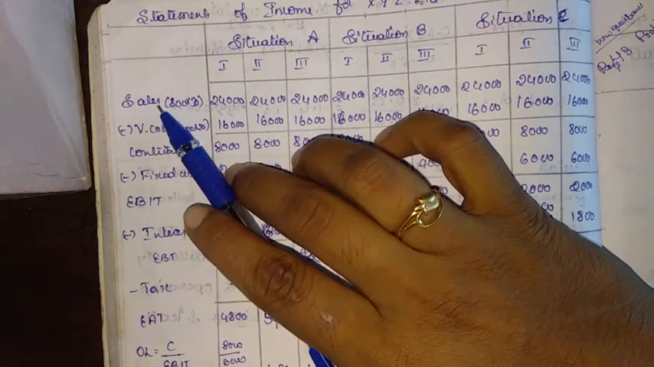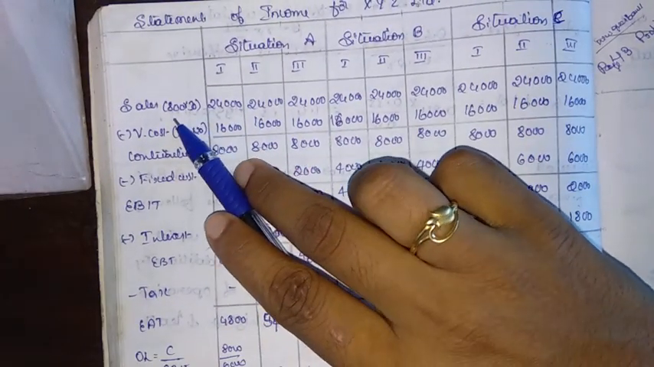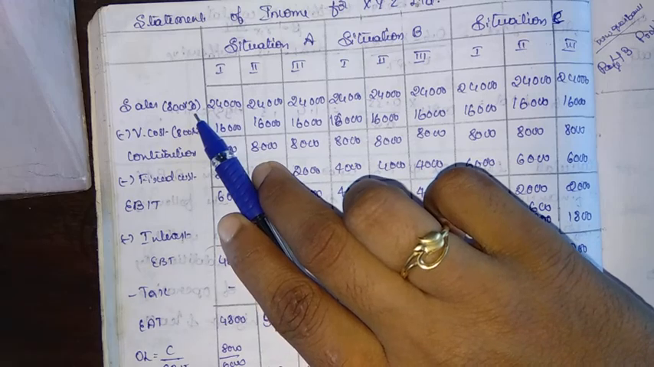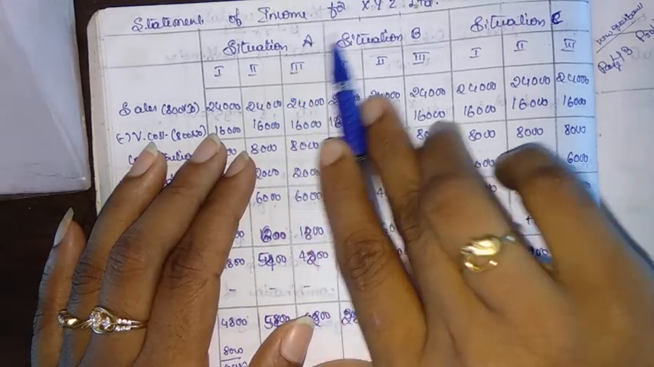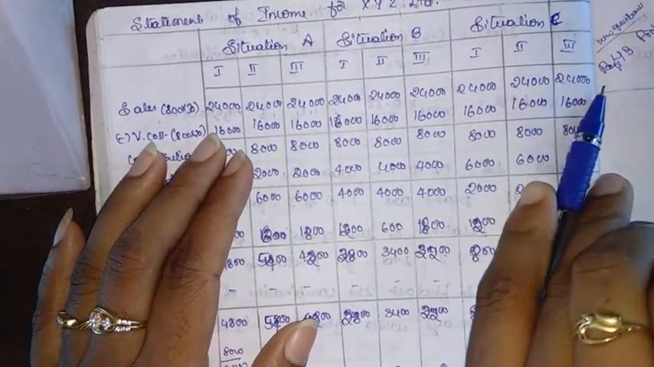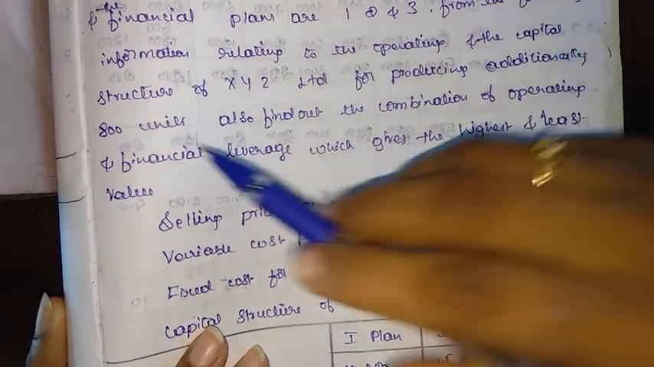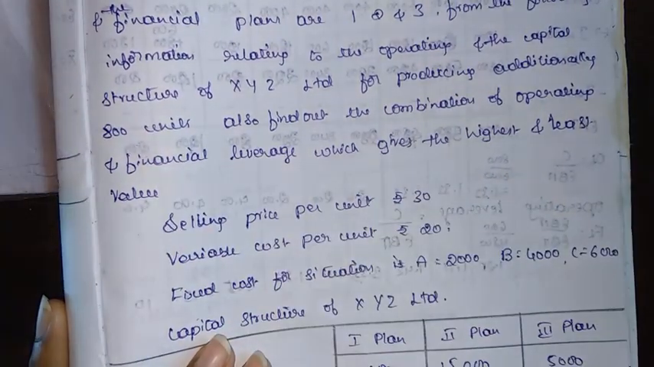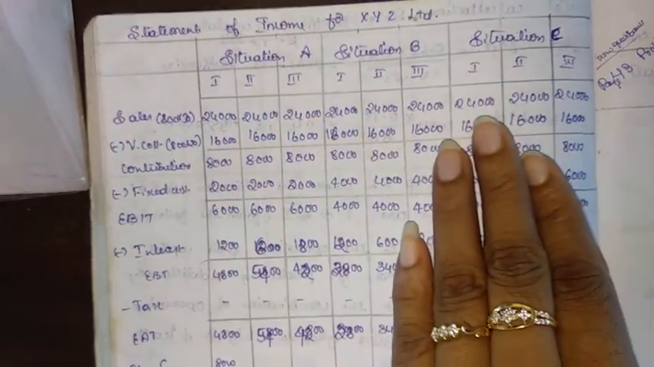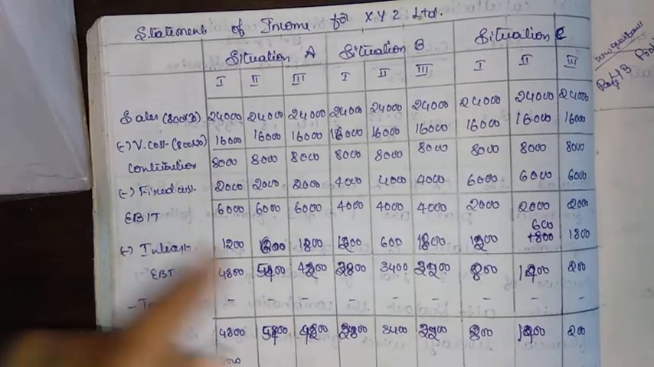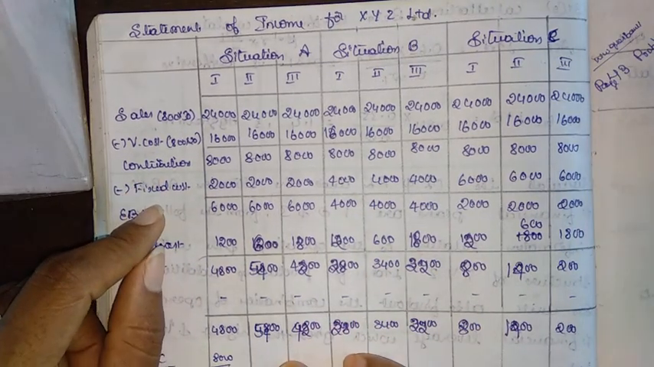First we have to write sales. Sales for all 3 situations is 800 units at selling price 30, so 24,000 is the sales. It is the same for plans 1, 2, 3 and situations A, B, C. Less variable cost: variable cost is rupees 20 and total units is 800, so 800 into 20 is 16,000, same for all situations and all plans. Sales minus variable cost is contribution, it is 8,000 each.